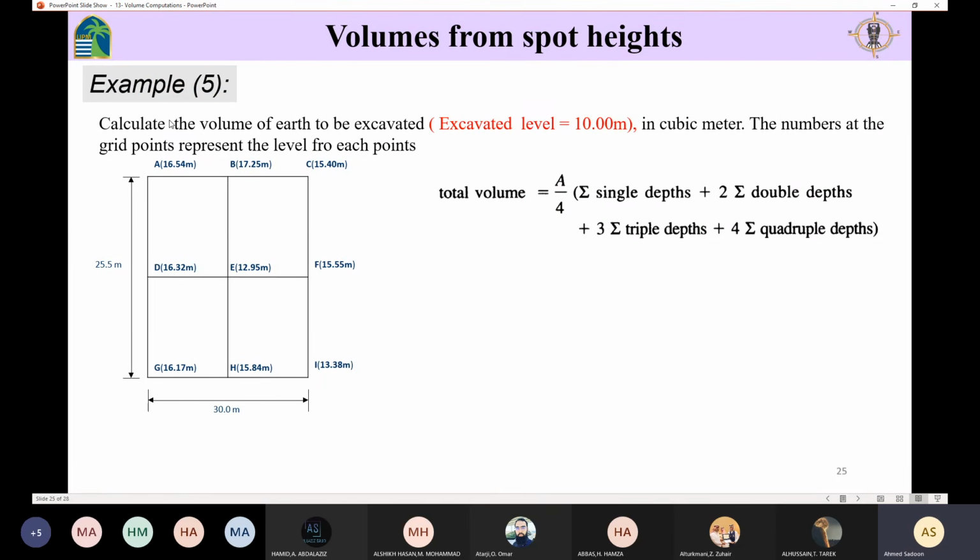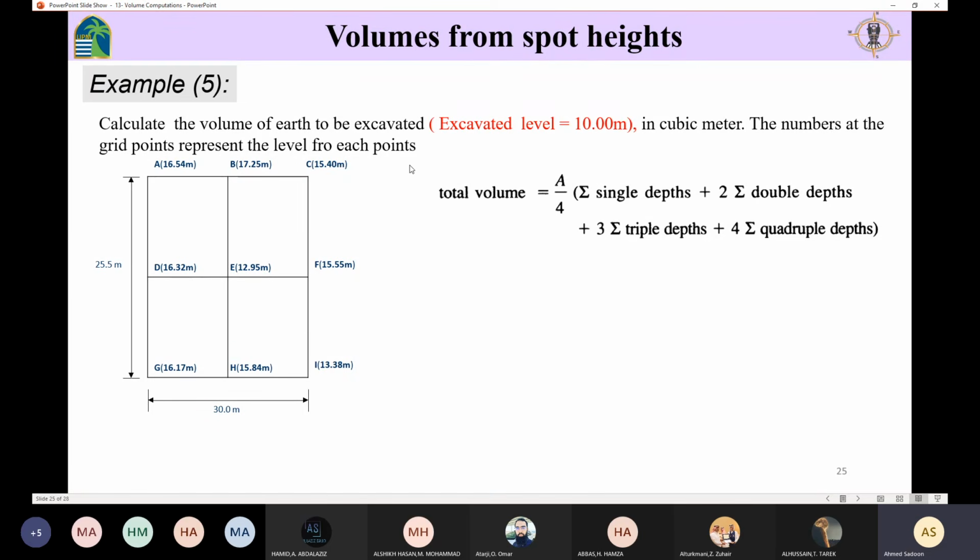So they say to calculate the volume of earth to be excavated. And he says that the excavated level is 10 meters. So this one is 10 meters above sea level. This is the excavated level. You are going to excavate so that you can reach the 10 meters.